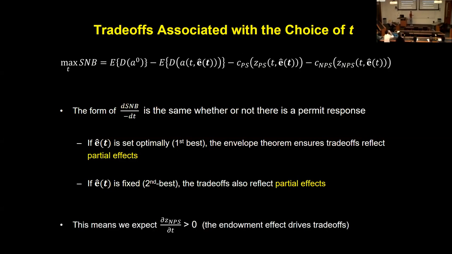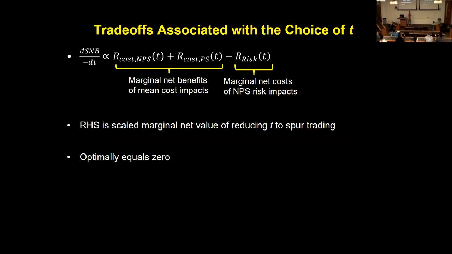So this means we're going to expect over much of the range, after we looked at our response function before, over much of the range of T, we're going to expect this thing to be positive. The endowment effect is going to drive the trade-offs here, not the price effect. So if you take the derivative with respect to T, it's going to be proportional to this expression here. I'm going to show you what each of these components are.